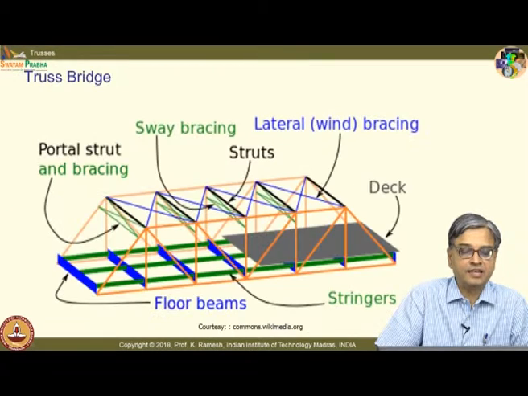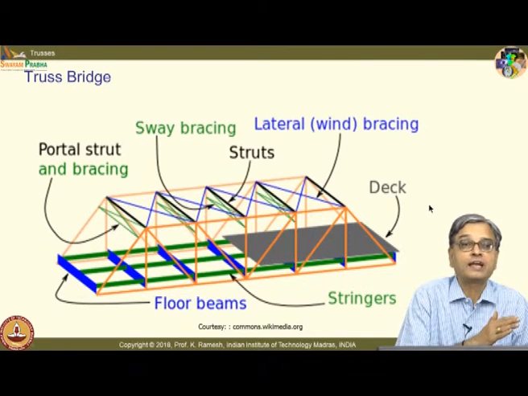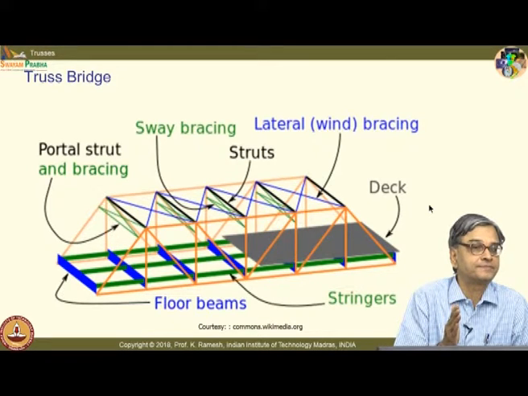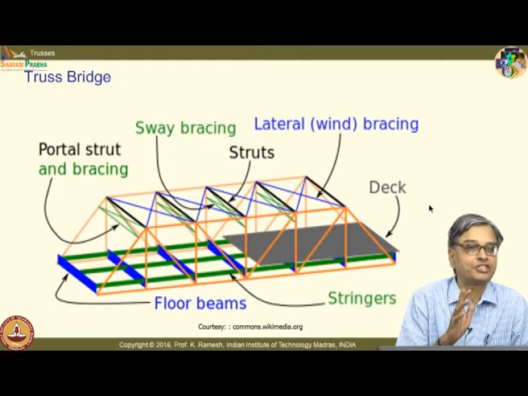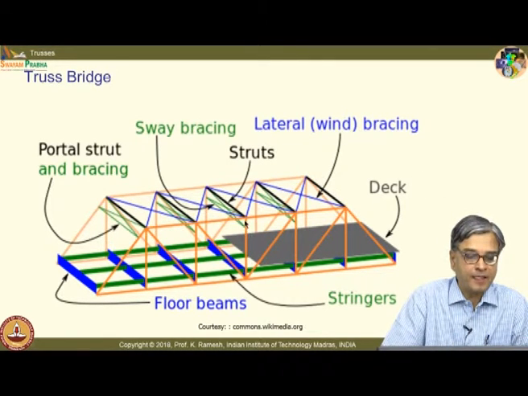And you know, we had seen in our introductory lecture the failure of the Tacoma Narrows bridge, and I said that was because they had not taken into account the effect of wind forces while designing the bridge. And you could see here a typical design of a bridge truss with lateral bracing like this, and you also have sway bracing like this. This is available in practical structures.